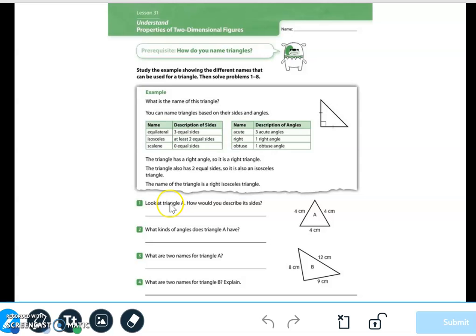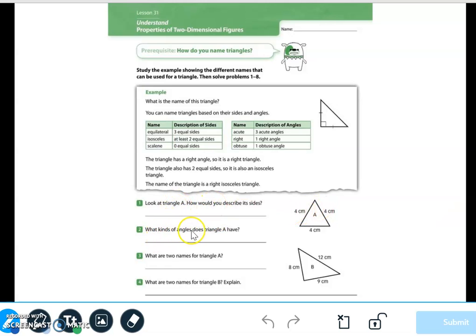Question 1 says, look at triangle A. How would you describe its sides? This is triangle A here. I see that all three sides have measurements of 4 centimeters. We're going to take our time and answer 1.